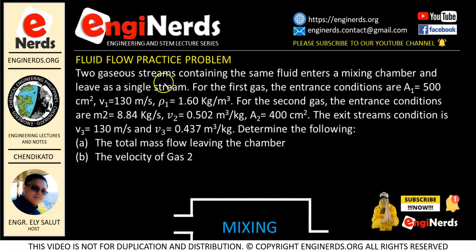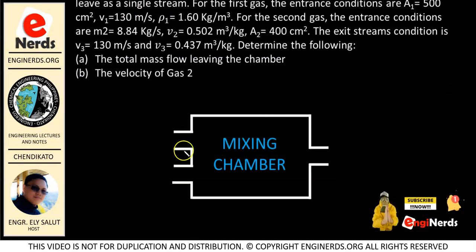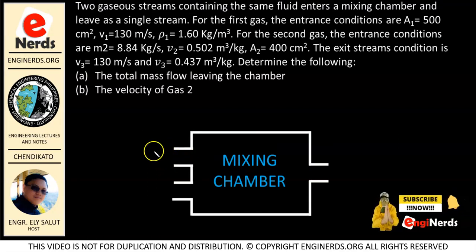Two gaseous streams containing the same fluid enter a mixing chamber and leave as a single stream. So makikita natin yan dito sa ating illustration dito sa baba. So meron tayong dalawang entering stream and we have a mixing chamber kung saan lalabas dito sa ating third stream yung ating mixed gases into a single stream.